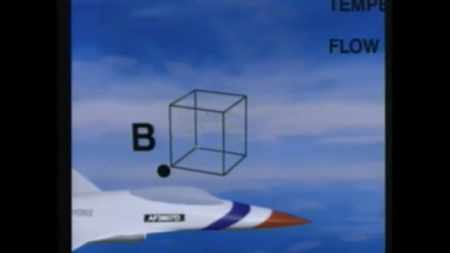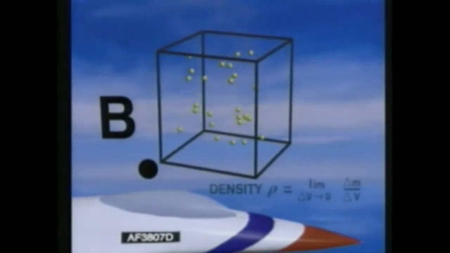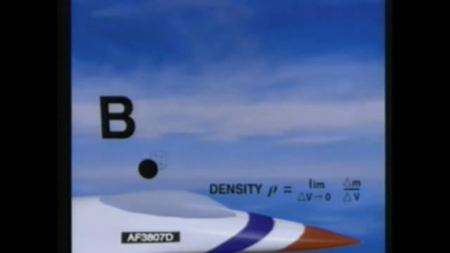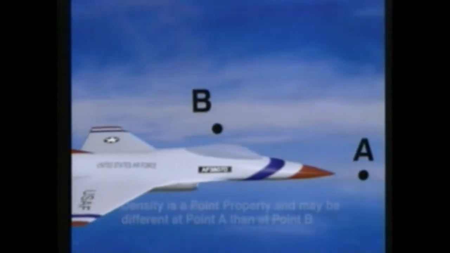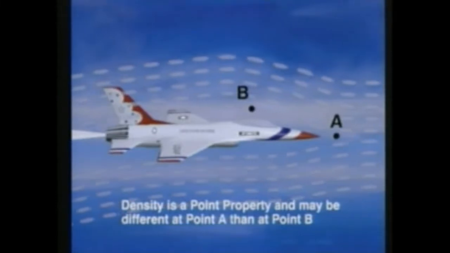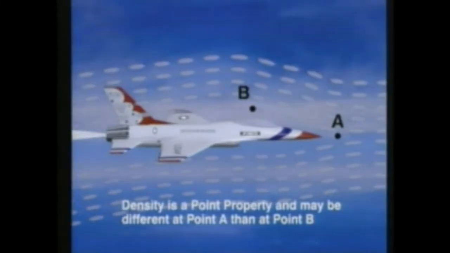The density of the fluid element is defined as the mass of molecules within the fluid element divided by the element's volume as that volume shrinks to zero. Density is also a point property and may be different at point A than at point B.